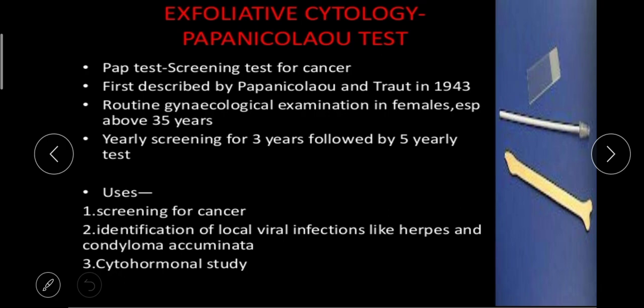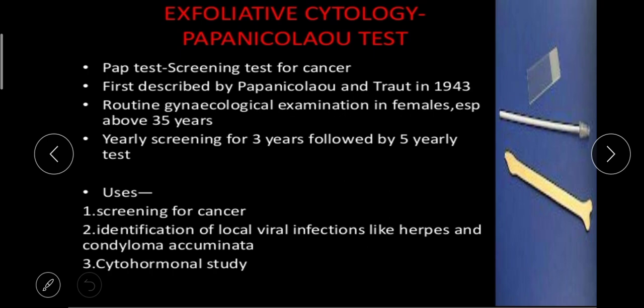Next one is exfoliative cytology, the Papanicolaou test. It is a screening test for cancer, mainly for cervical cancer. It was first described by Papanicolaou and Traut in 1943. It is a routine gynecological examination in females, especially above 35 years. So yearly screening for 3 years followed by 5 yearly tests. If the person doesn't have any signs and symptoms of cervical disease, they can go every 5 years as a precautionary measure. And if the person has shown some symptoms, they should go for the test every year.